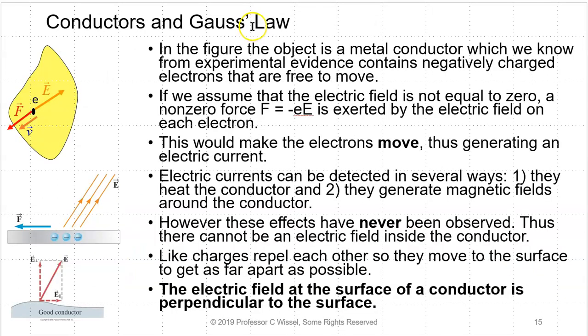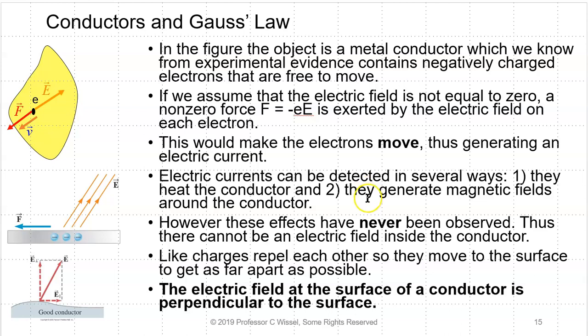We're going to talk about conductors in Gauss's law. In the figure, the object is an arbitrary metal conductor, which we know from experimental evidence contains negatively charged electrons that are free to move. If we assume that the electric field is not equal to 0, a non-zero force equal to E times big E, the charge on the electron times the electric field, is exerted by the electric field on each electron. So in other words, it's going to make it move if it is non-zero. This will make the electrons move, thus generating an electric current.